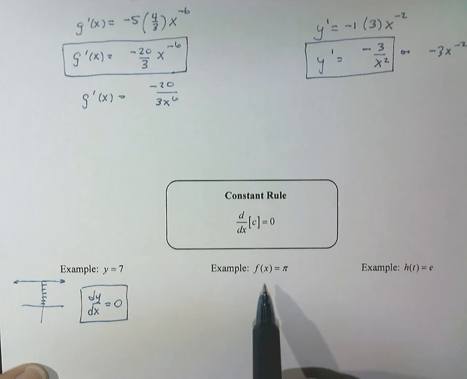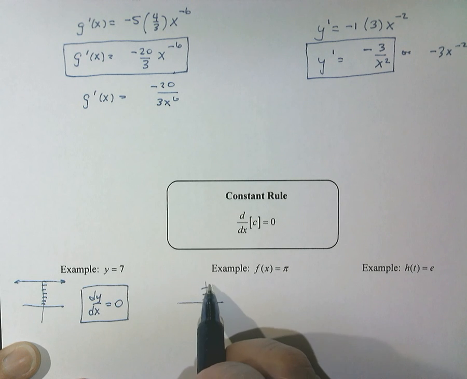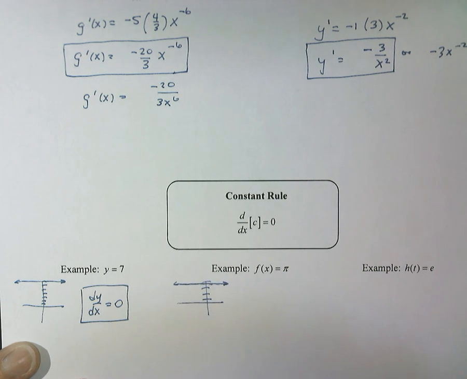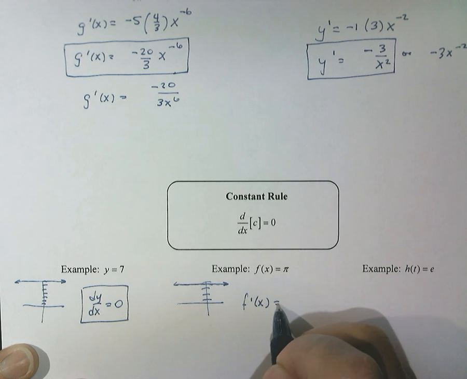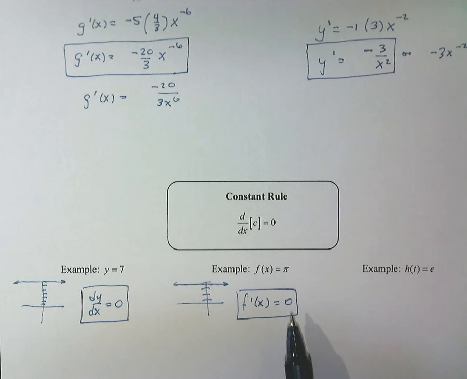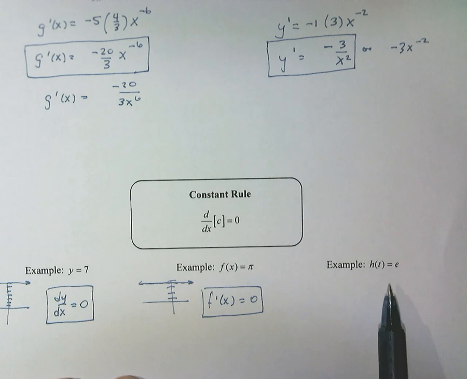Another example, pi. Well, if I graph that one, pi is 3.14. There's my y equals 3.14. Slope is 0. So f prime of x is equal to 0. This trips people up. Sometimes they forget that pi is just a constant. So that's why I gave it as an example.